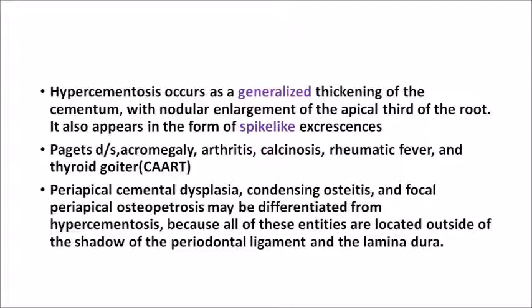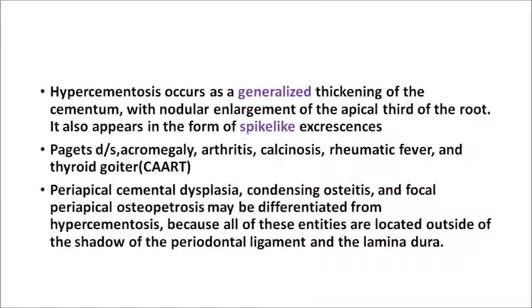So we have some diseases associated with cementum. Paget's disease shows hypercementosis. Again, acromegaly, arthritis, calcinosis, rheumatic fever and thyroid goiter are the systemic diseases presenting with hypercementosis. Paget's disease we are all familiar with. The other systemic diseases showing hypercementosis we should be thorough with: acromegaly, arthritis, calcinosis, rheumatic fever and thyroid goiter. Since we can remember Paget's, the other disease names can be put into an acronym form: CART, calcinosis, acromegaly, arthritis, rheumatic fever and thyroid goiter.